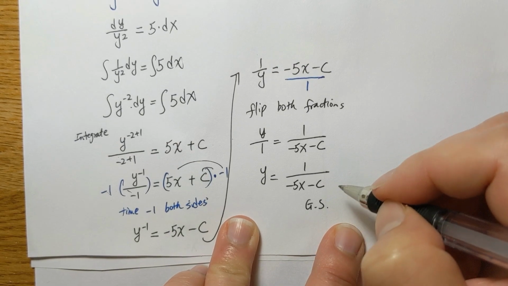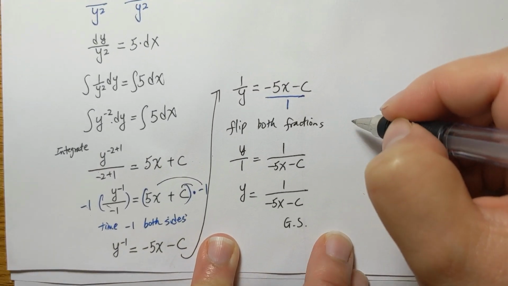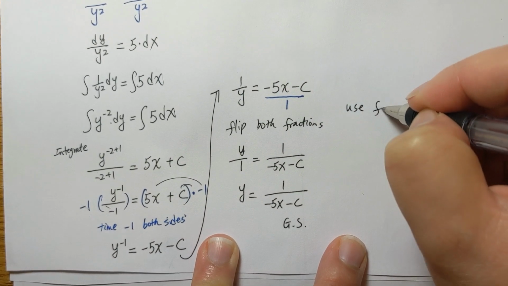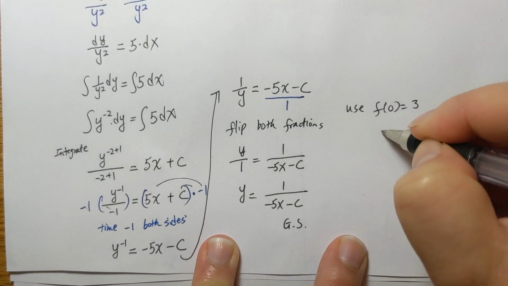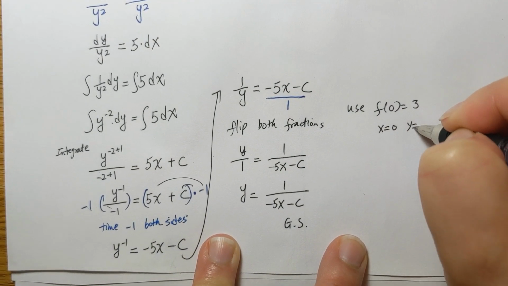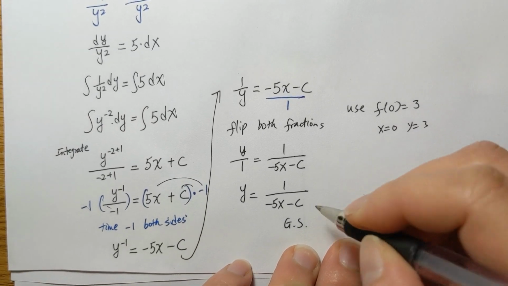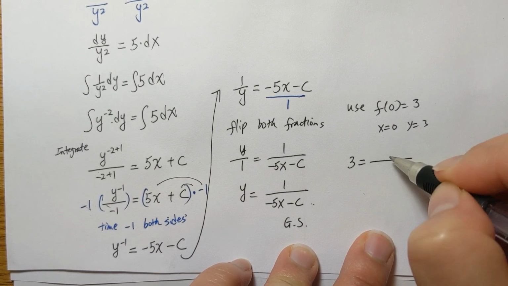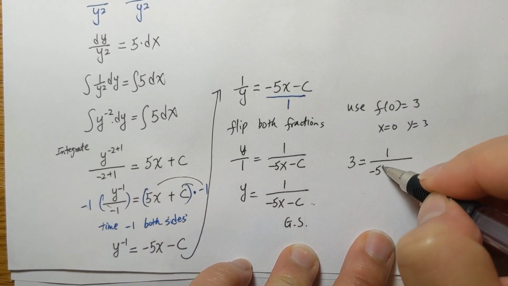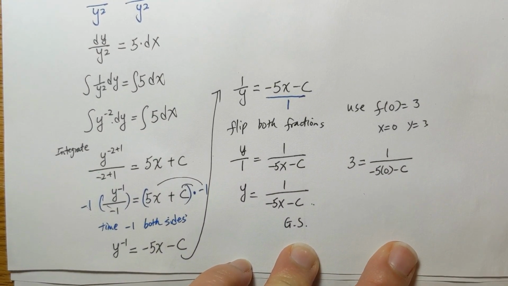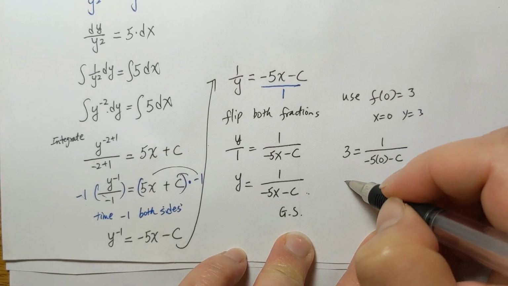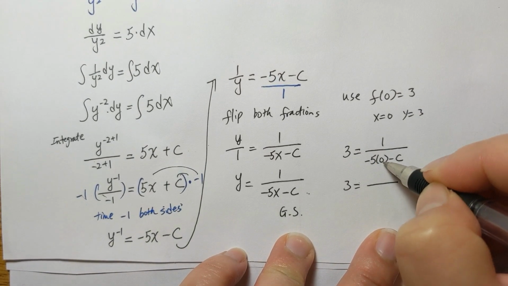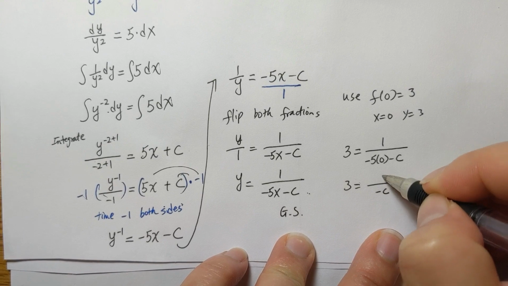So after we get this, we have to find the particular solution. So we're going to use the initial condition: x equal to 0, y equal 3. Now we're going to substitute into this. So we got 3 equal 1 over negative 5 times 0 minus c, and we solve for c. 3 equal, this becomes 0 minus c, which is negative c.